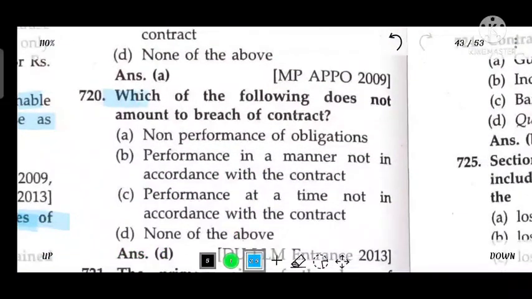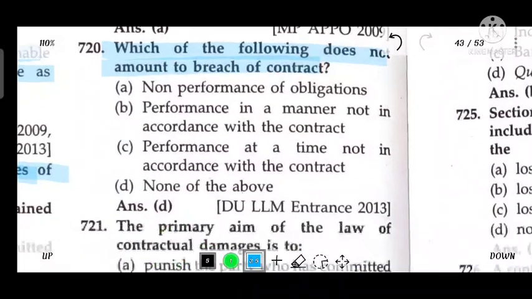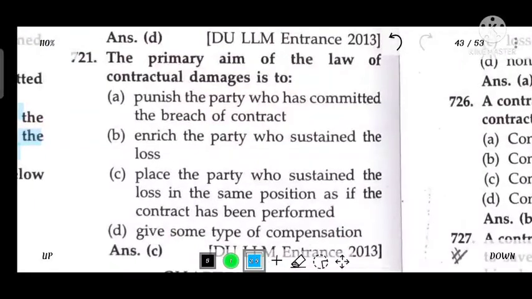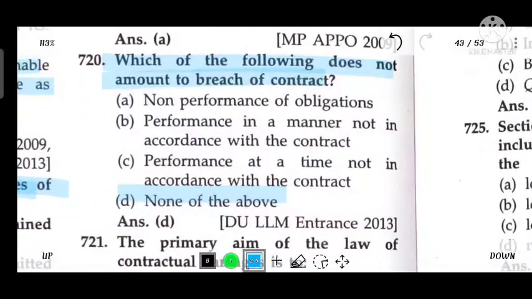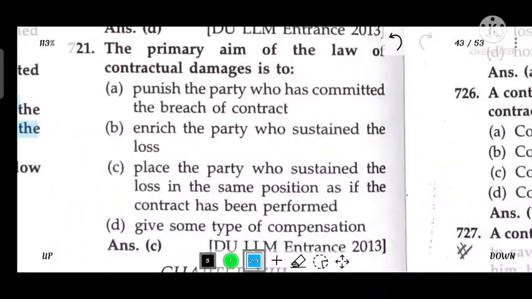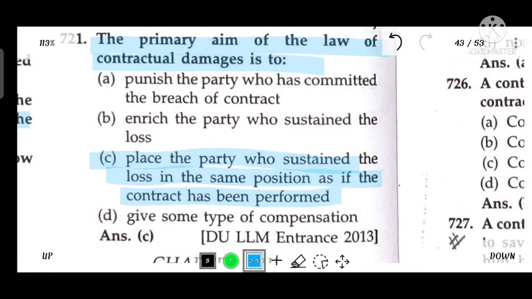Which one of the following does not amount to the breach of contract? None of the above. Which one amounts to the breach of contract? Non-performance of obligation, performance in a manner not according to the contract, performance at a time not according to the contract. The primary aim of the law of contract of damage is to place the party who sustains the loss in the same position as if the contract had been performed.